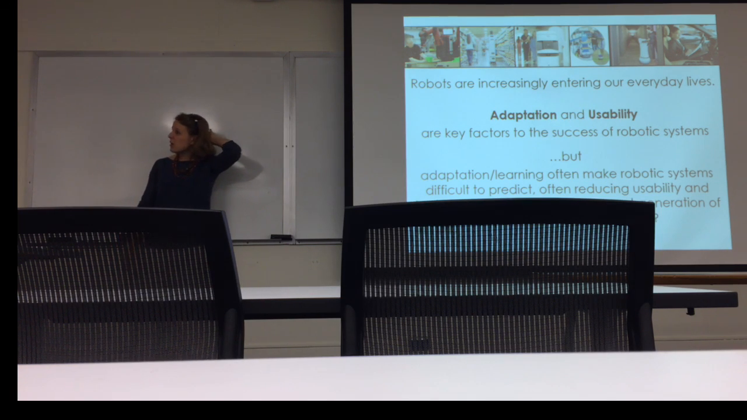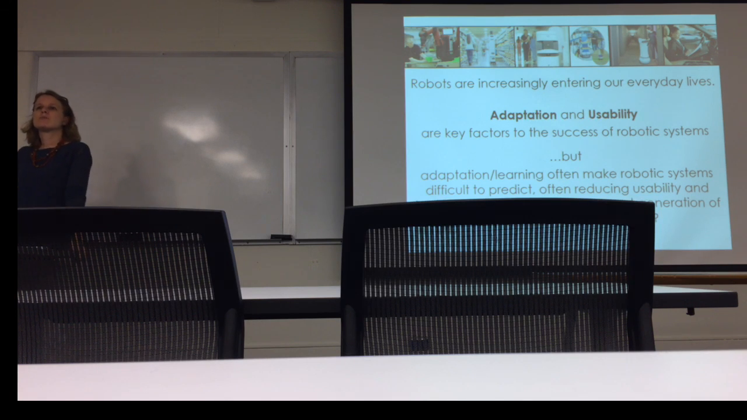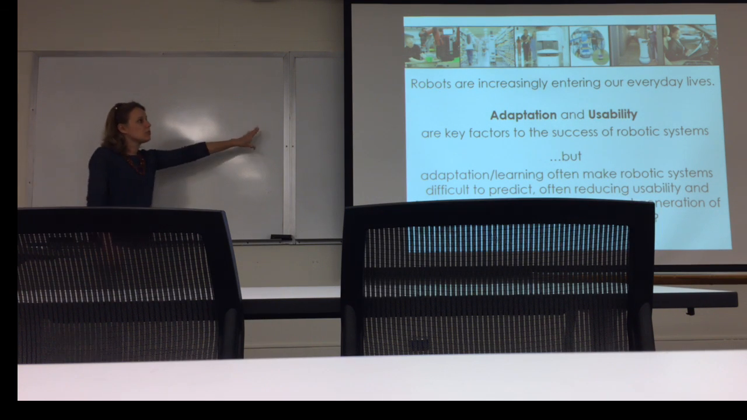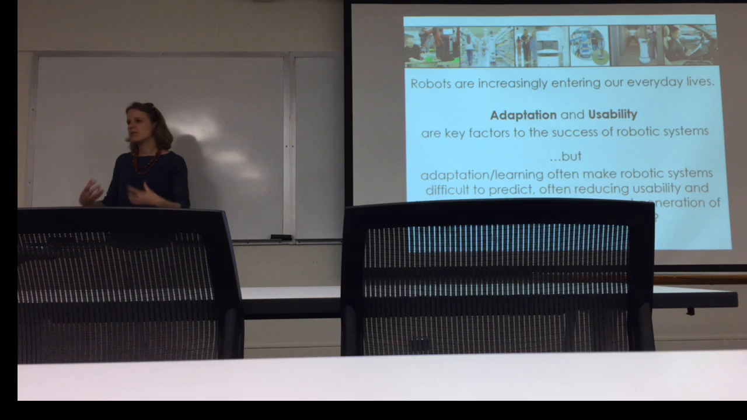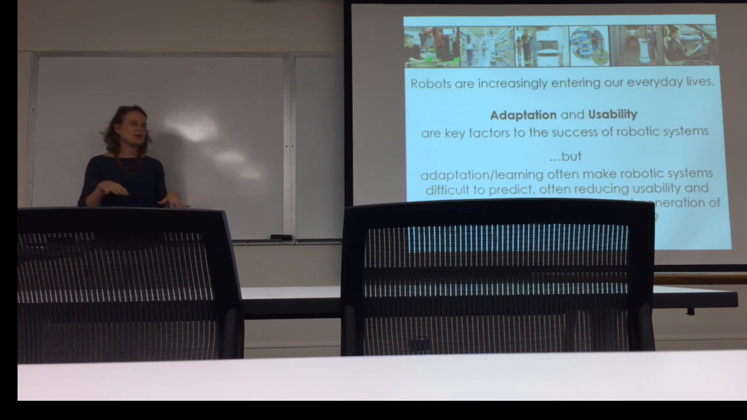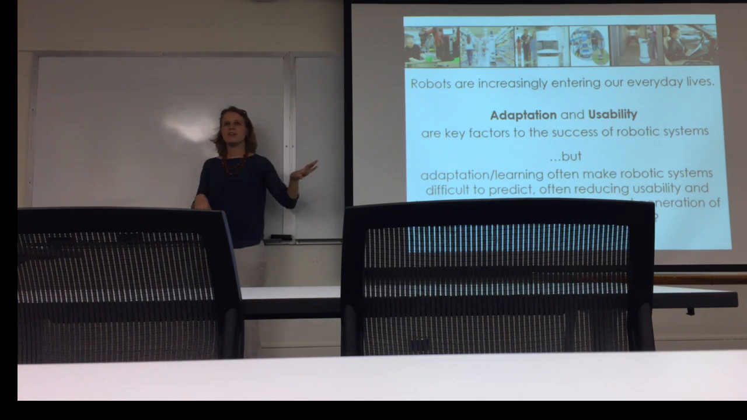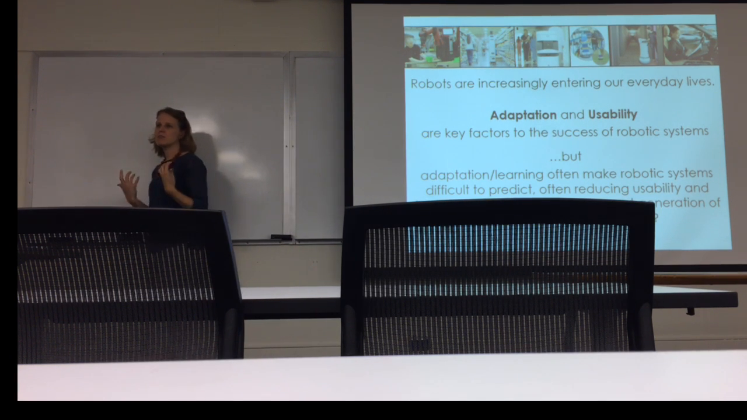Just kind of the takeaway. Robotics is a really hot field right now, right? Robots are really starting to enter the lives of everyday people in education, in entertainment, and at work and at home. And to me, adaptation and usability are really key factors, especially when taken together. Unfortunately, adaptation does not equal usability. And in fact, they're kind of opposite forces, right?